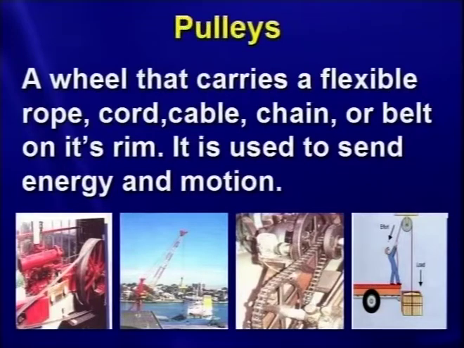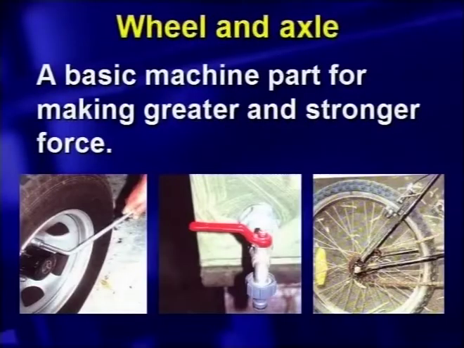The next simple machine is called wheel and axle. You've just had a look at levers, pulleys, and the next one is wheel and axle. Look up there.